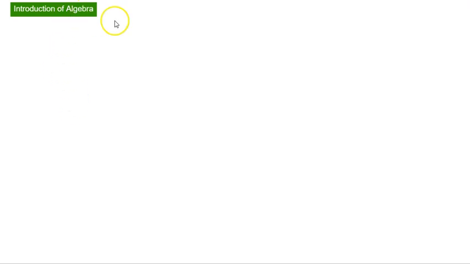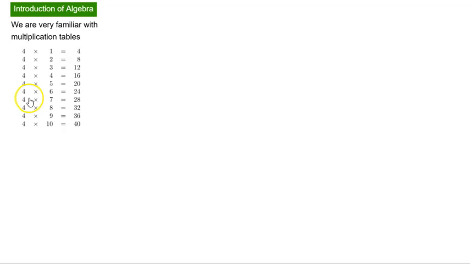Let us begin our journey through algebra, one of the most important topics of mathematics, which allows us to go into higher and other diverse topics in mathematics. So, we are familiar with multiplication tables. For example, the multiplication table of 4 is this.